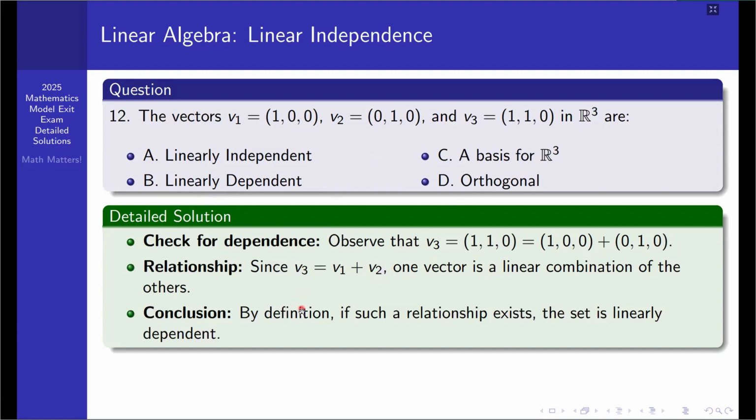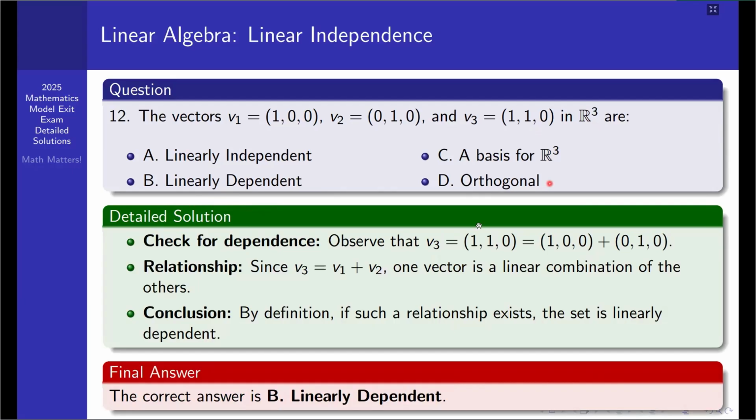Since v3 is equal to v1 plus v2, one vector is a linear combination of the others, so that by the definition of linear dependency, if such a relationship exists, the set is said to be linearly dependent. Therefore, the answer is that v1, v2, and v3 are linearly dependent vectors in R cubed. So the correct answer is B.